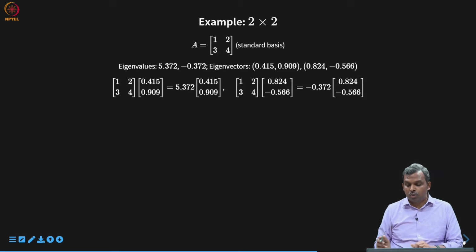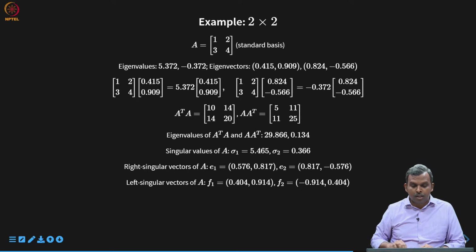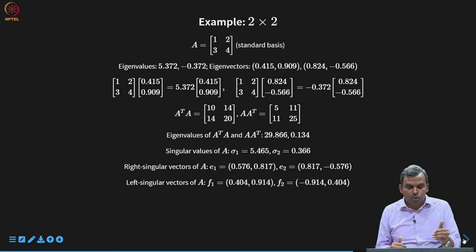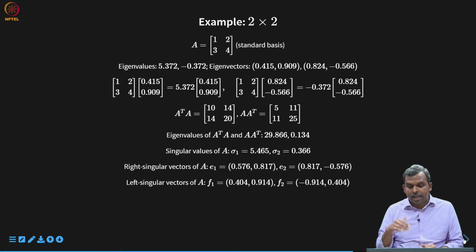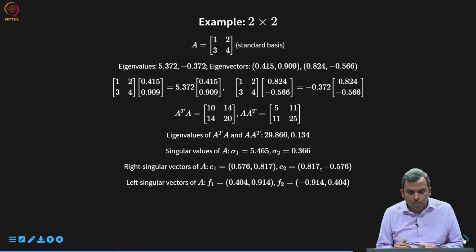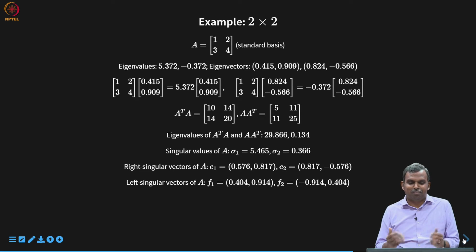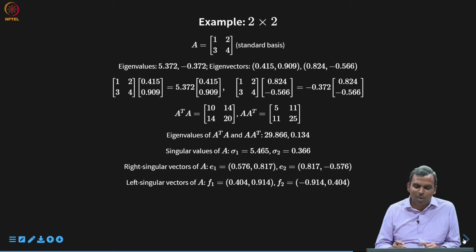Now let us see how the singular values and singular vectors look. We have to do A transpose A and A A transpose to get to the singular values and singular vectors. If you do A transpose A, you will get a symmetric matrix 10, 14, 14, 20, you can verify that. A A transpose ends up being 5, 11, 11, 25. I hope I have not made a mistake here. I was just checking to make sure, and I think it's okay. Even if there is some mistake, it's okay, the illustration is more important.